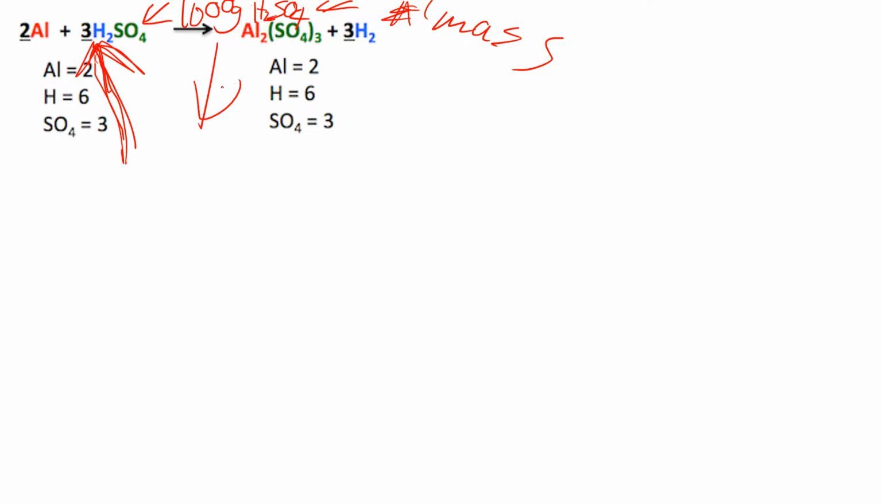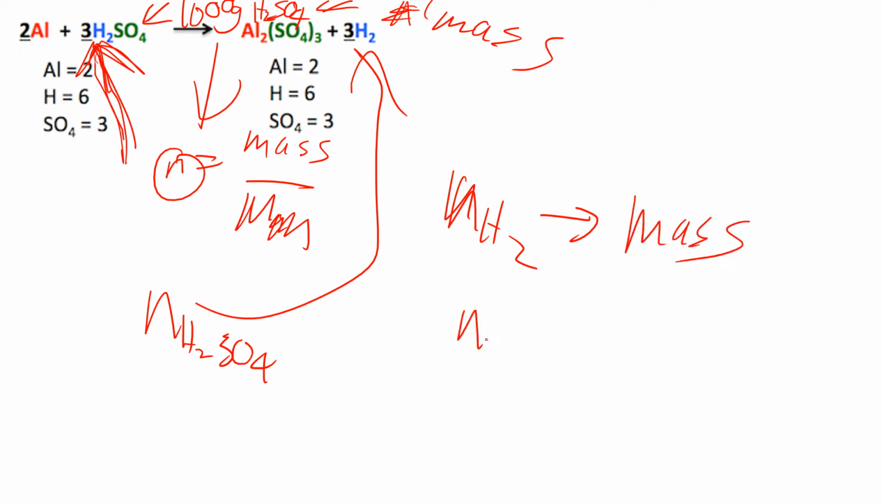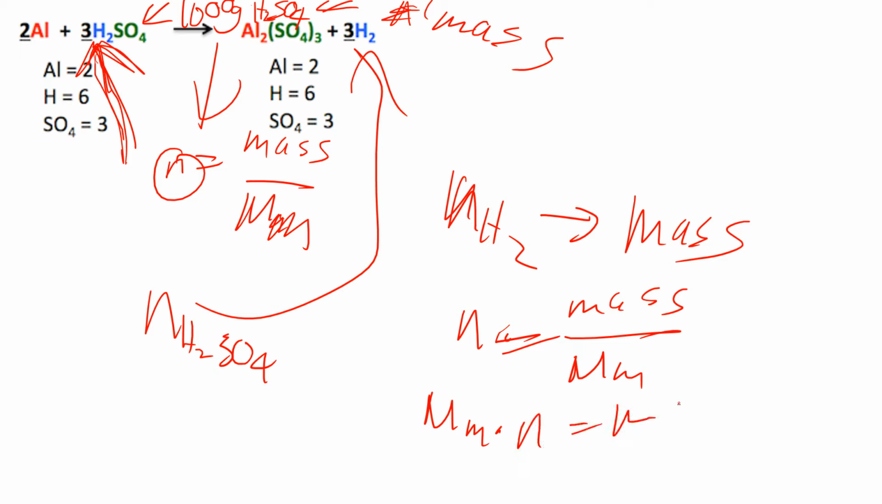So you would take this, divide it by the molar mass, using the equation mass over molar mass, and remember N means moles. You get the moles, and from there you use these moles to figure out how many moles of H2. From that you can use the moles of H2 and multiply by the molar mass to get the mass, once again using the equation: molar mass times N equals mass. So that's an introduction to stoichiometry.